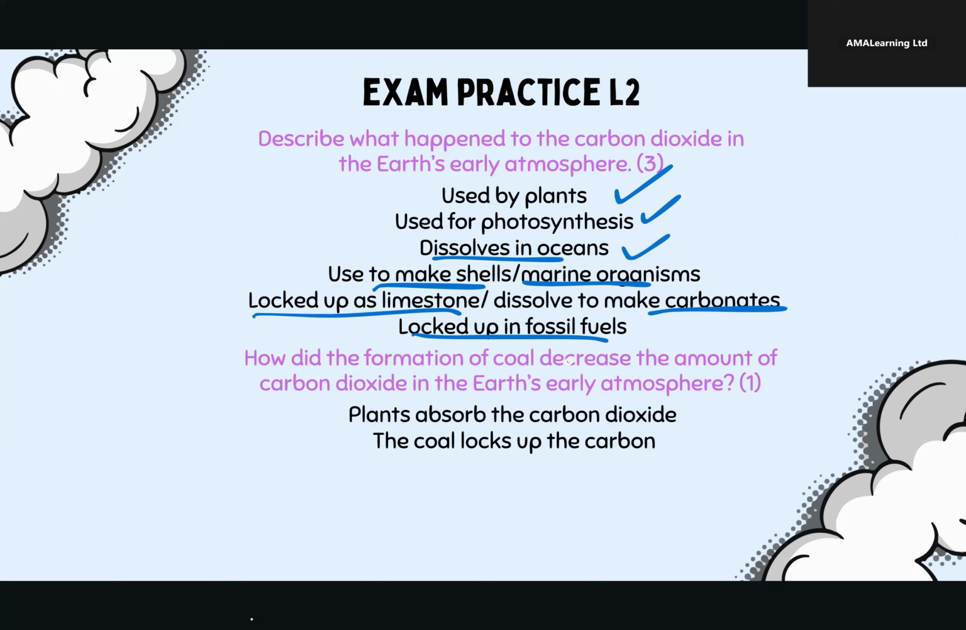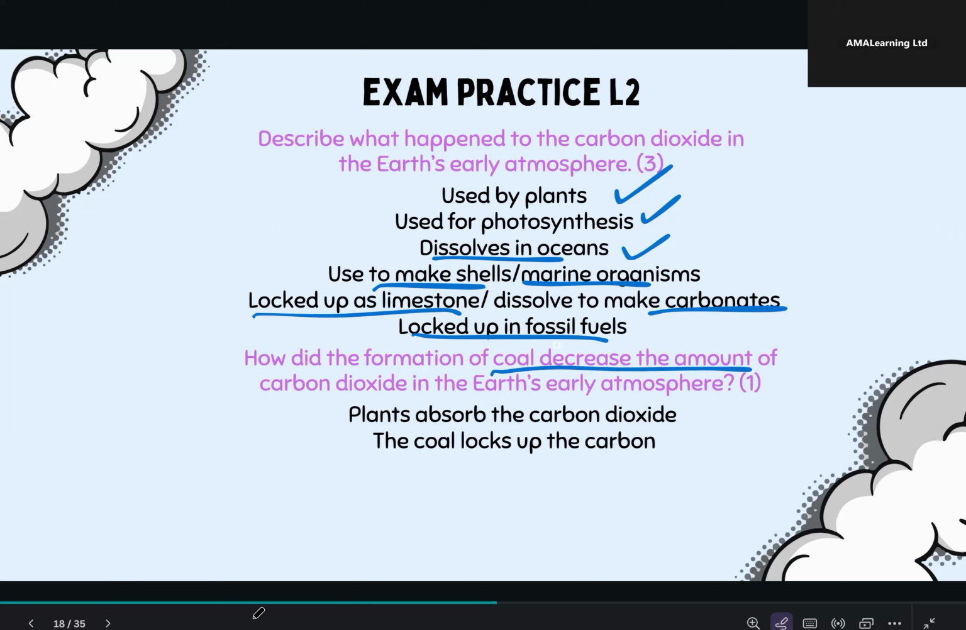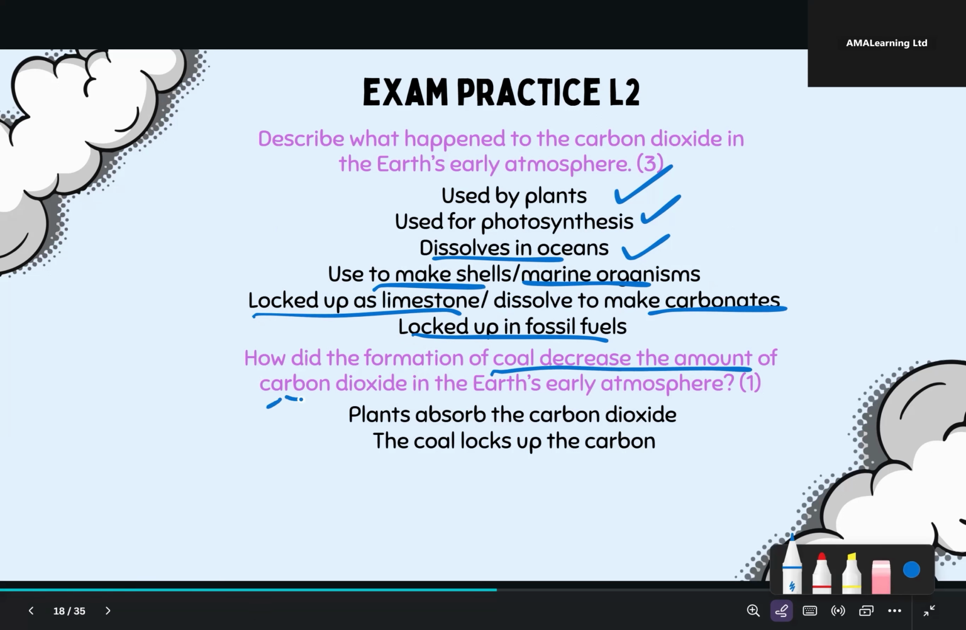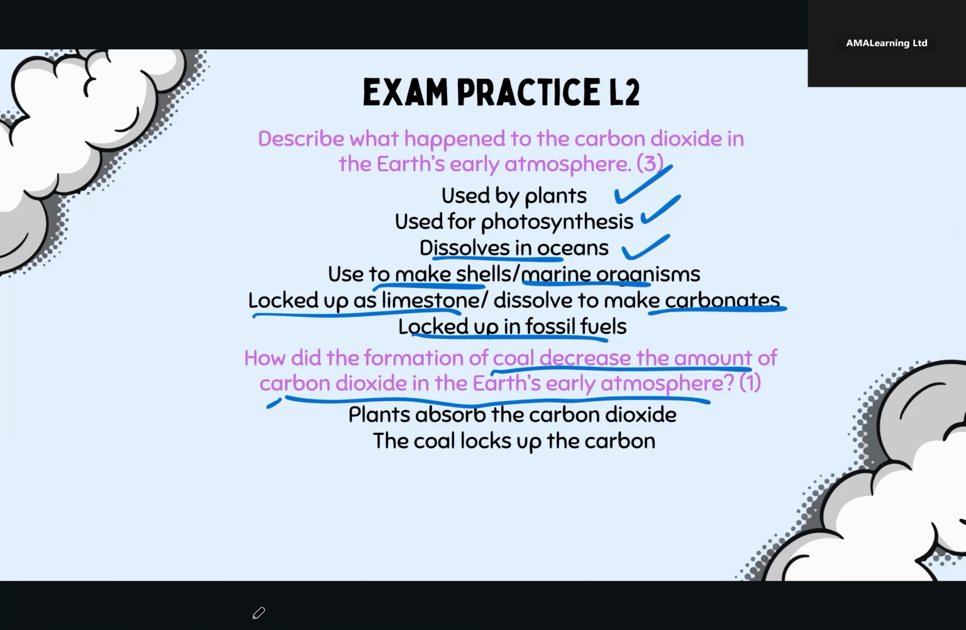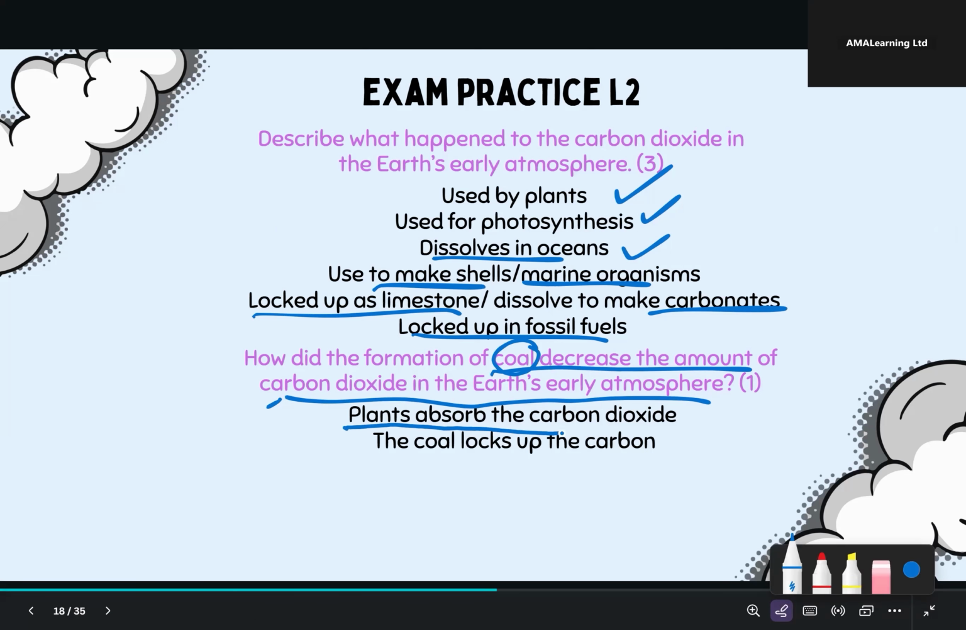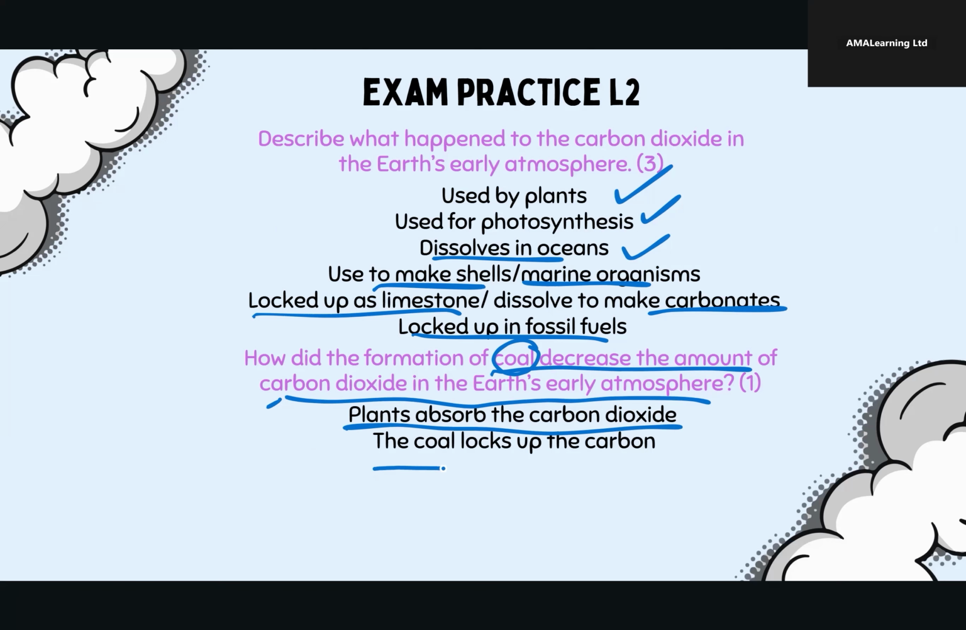So how did the formation of coal decrease the amount of carbon dioxide in the Earth's early atmosphere? When you've got plants and trees that have died and been locked up under all these layers above them, that provides the heat and pressure to convert that tree or dead plant into coal. So plants absorb the carbon dioxide. When the plants convert into coal, that means the coal has locked up that carbon.